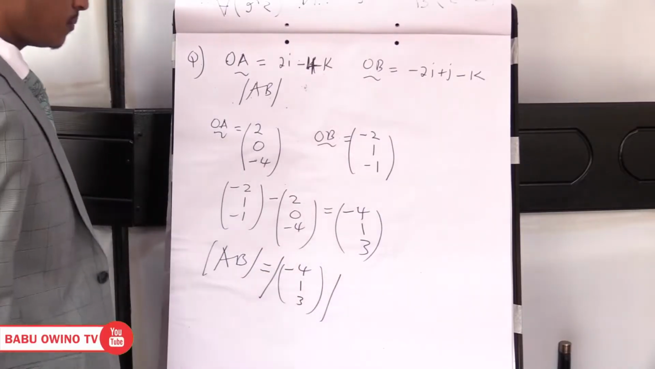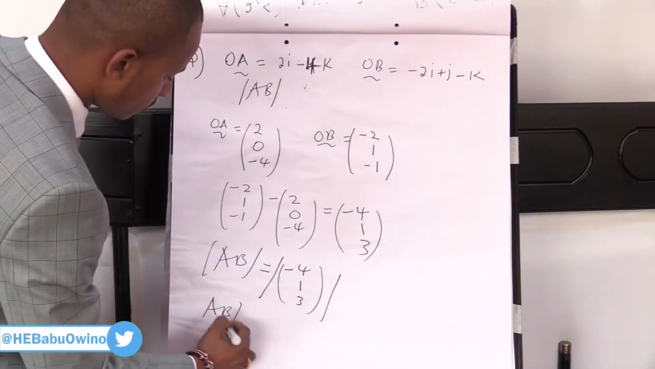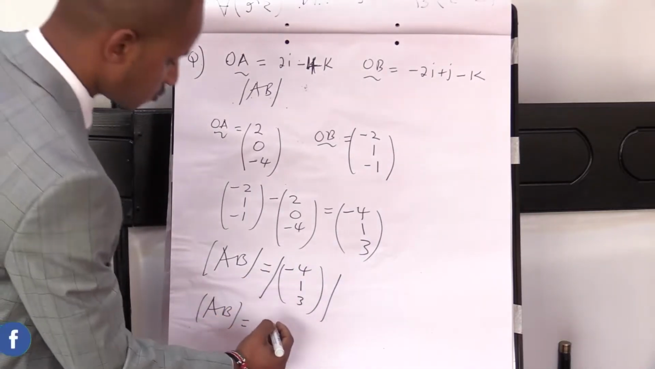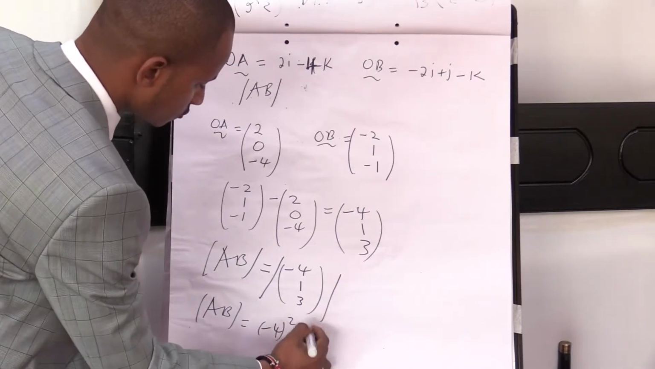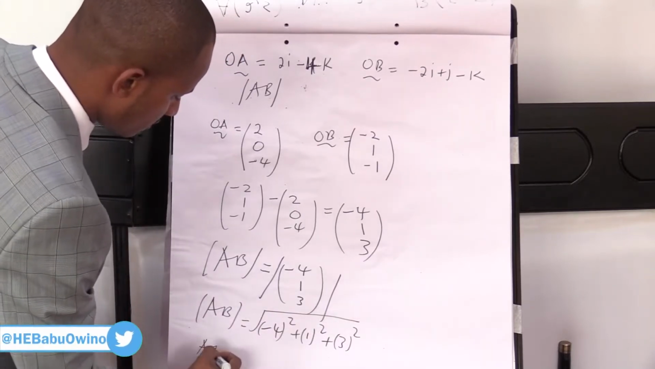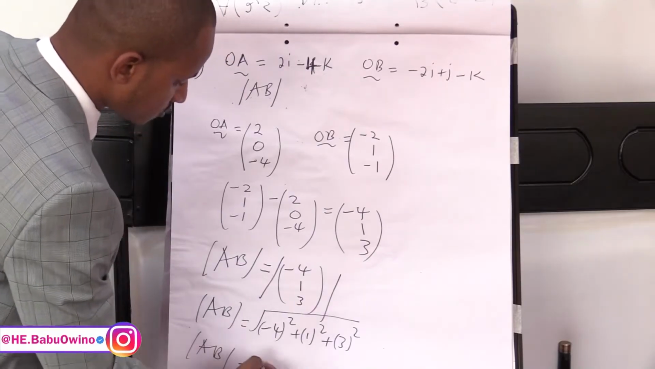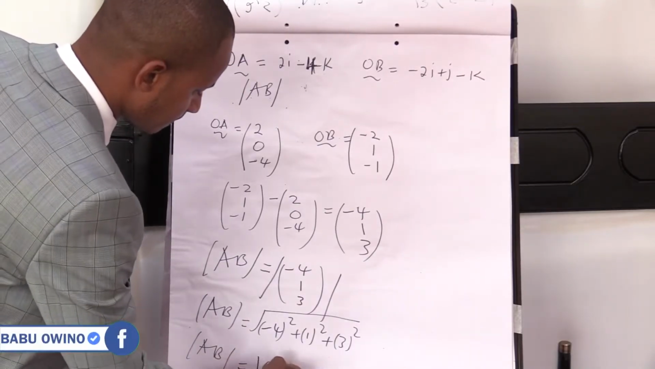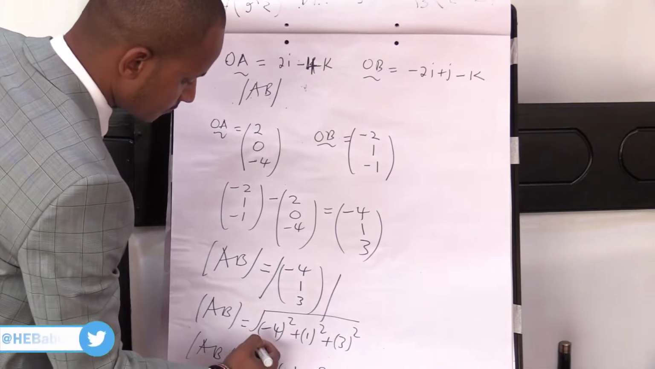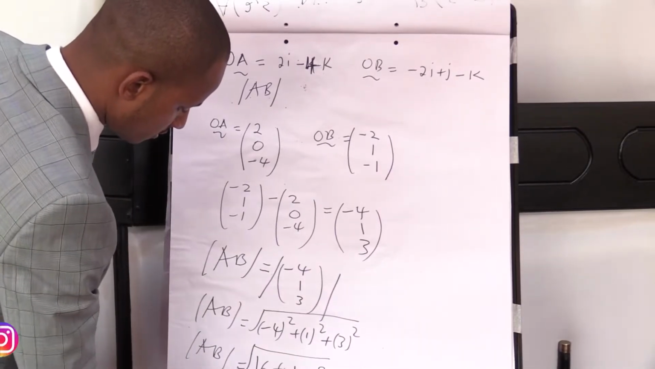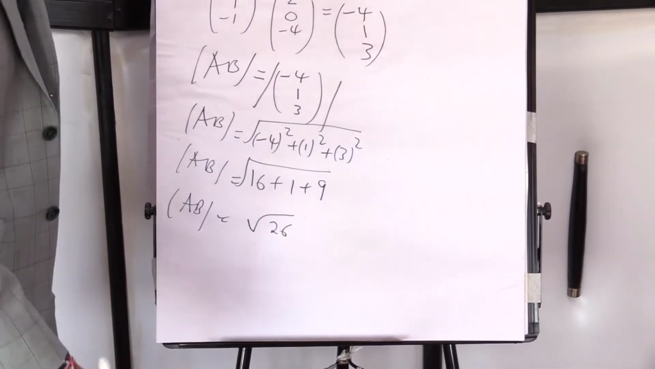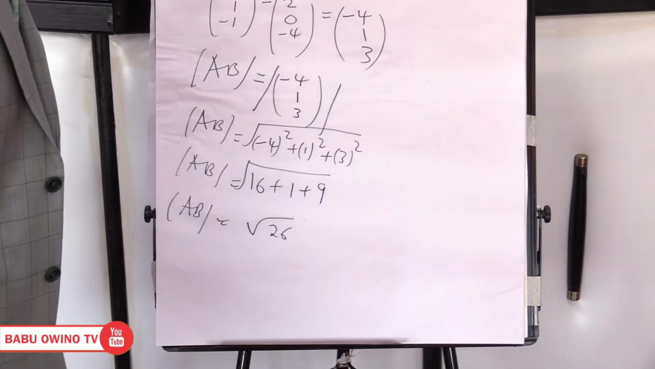Then you introduce the two parallel signs. The modulus of AB equals, we square every number here, then add them and find the square root. So that is minus 4 squared plus 1 squared plus 3 squared, all under the square root. Minus 4 squared is minus 4 times minus 4, which is 16, plus 1 squared is 1, plus 3 squared is 9. So this is the square root of 26.